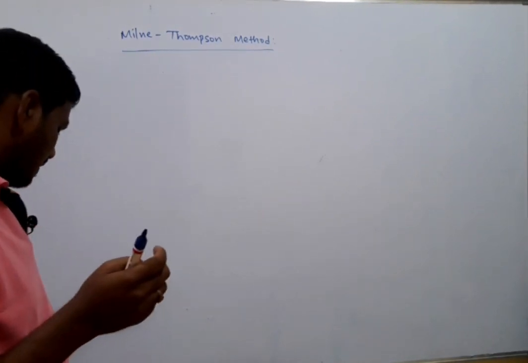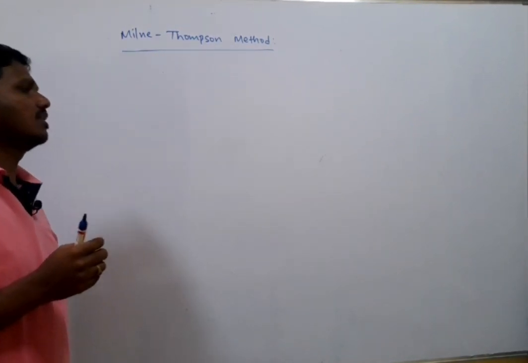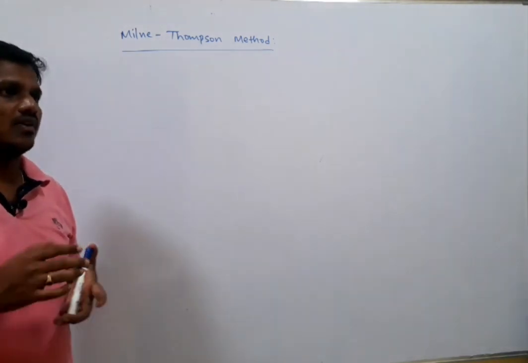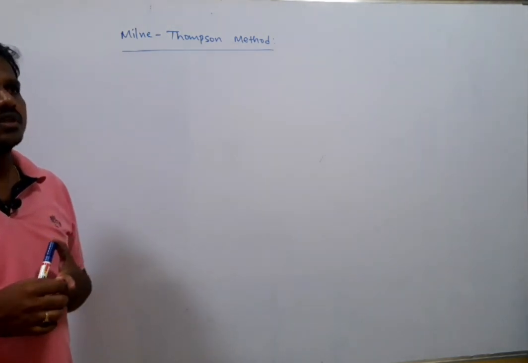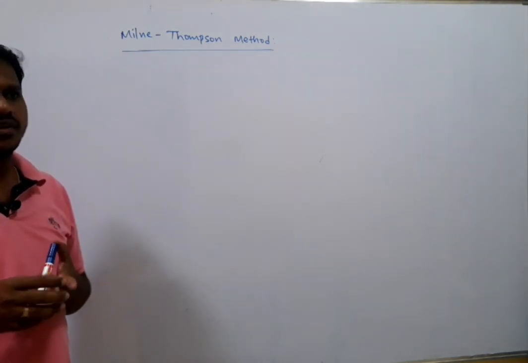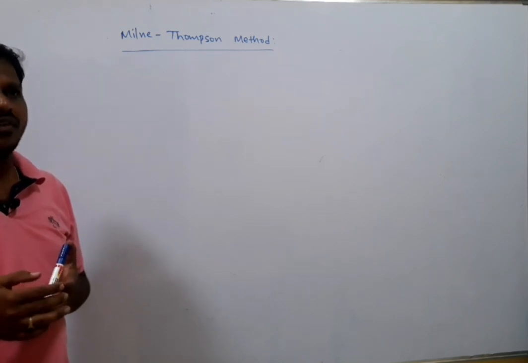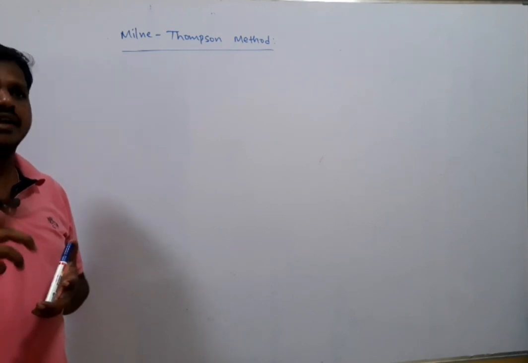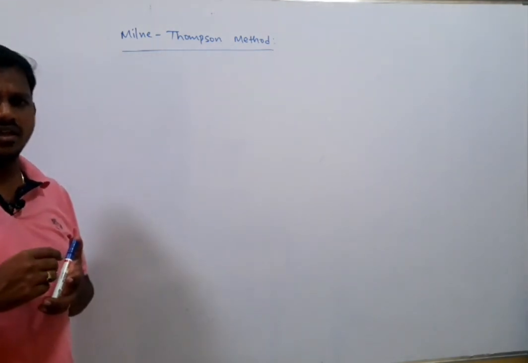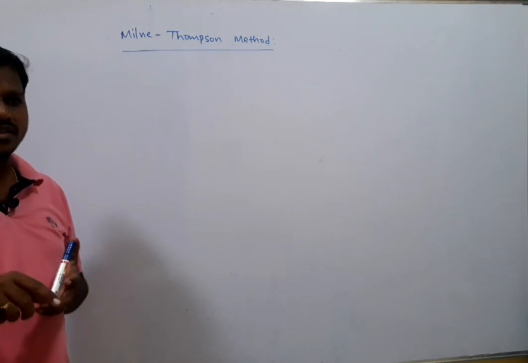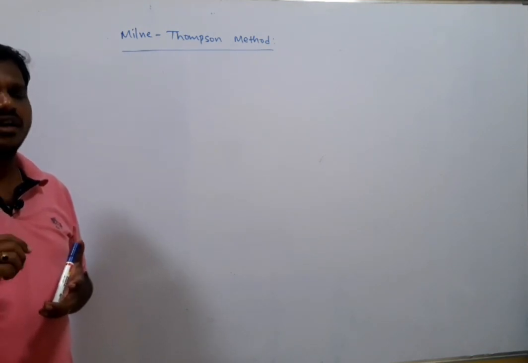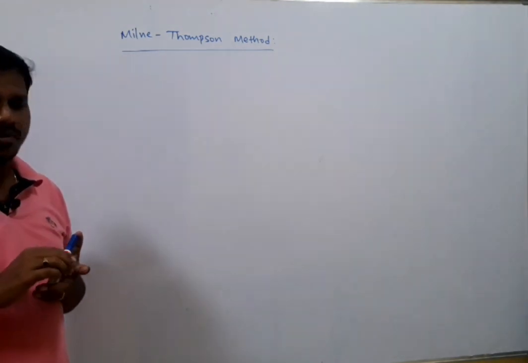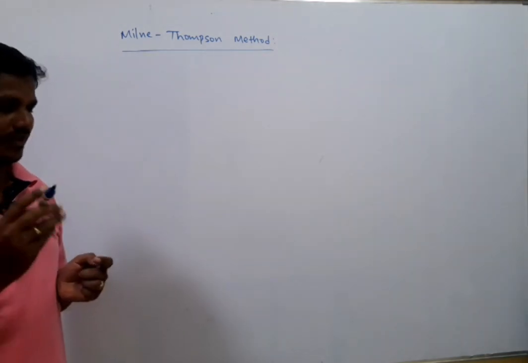Now, next concept, that is the Milne-Thomson method. I think this method need not be discussed again, but in case of harmonic problems, suppose the real part of the analytic function, u of x, y, is given. We can find the imaginary part, that is the harmonic conjugate v of x, y, and the corresponding analytic function f of z. We did this in the previous class. And if v of x, y is given, then we can find the corresponding u of x, y and f of z also.